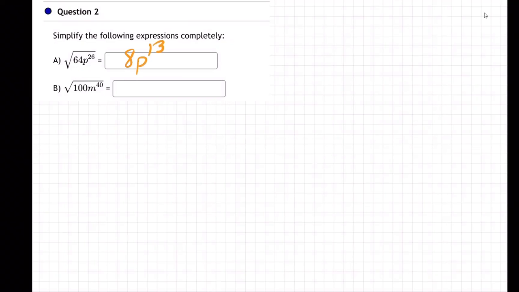Now, I want to help you with that. I want to give you a reason why. Why is that the case? Well, remember what a square root does. Let's go back to what is a square root? What's the square root of 9? It's 3. And why? Because 3 times 3 is 9, right?